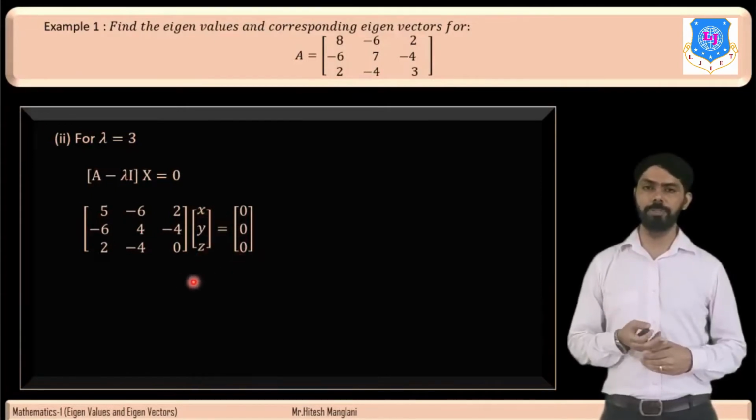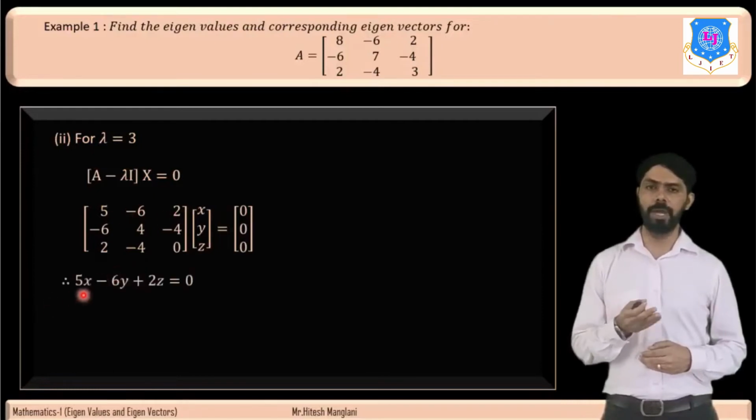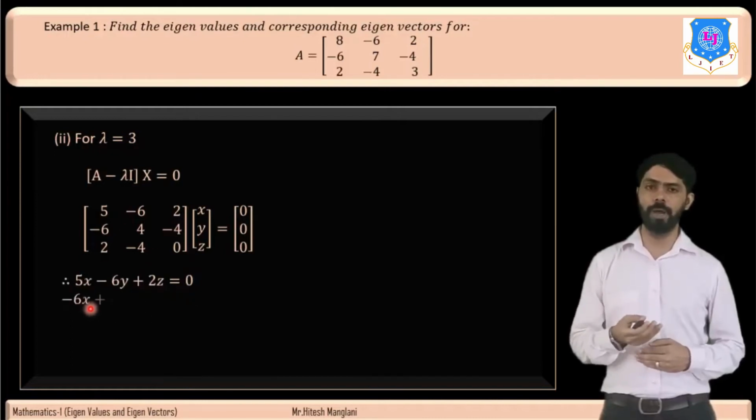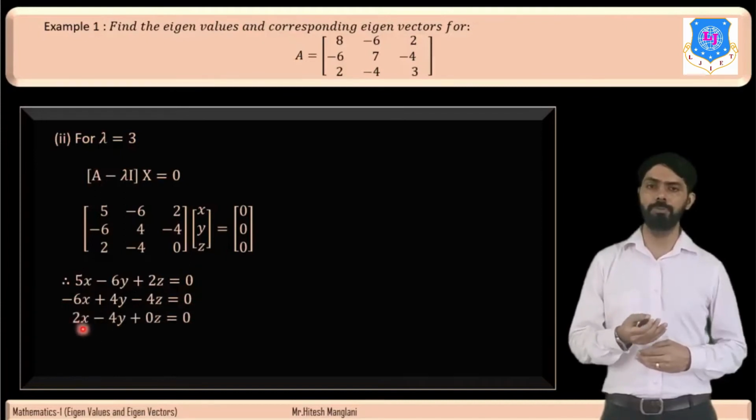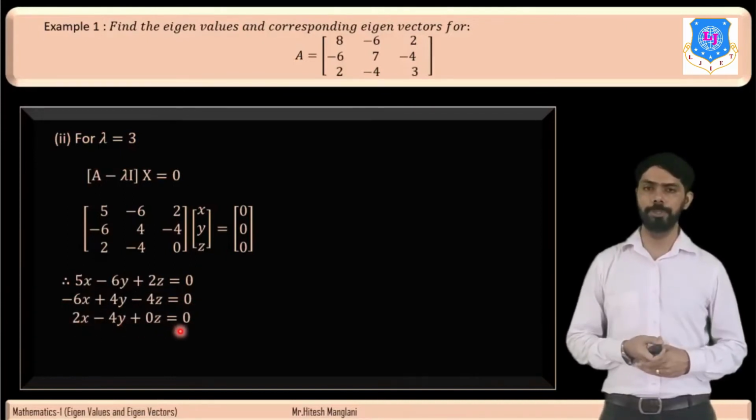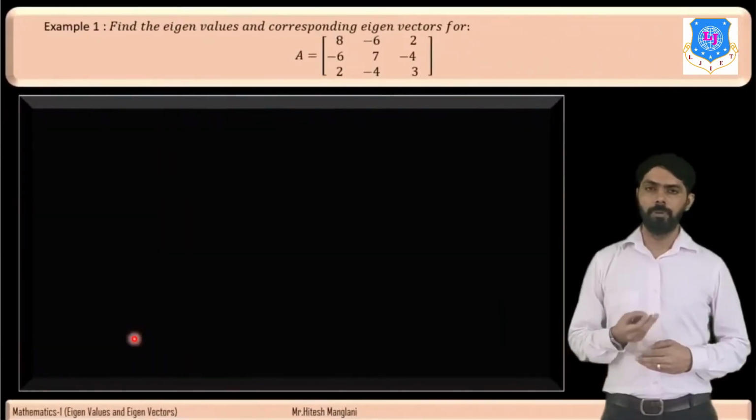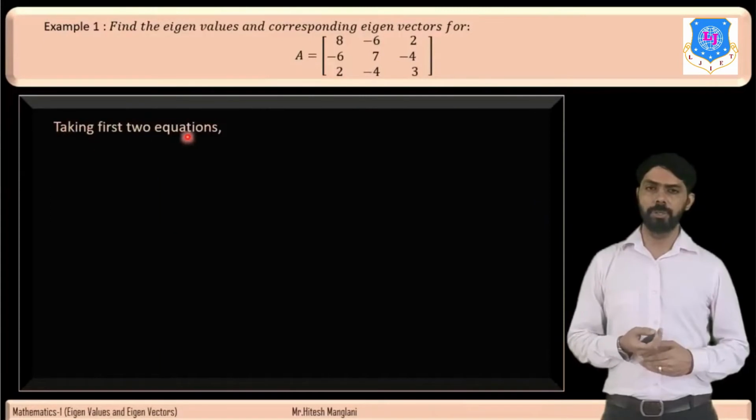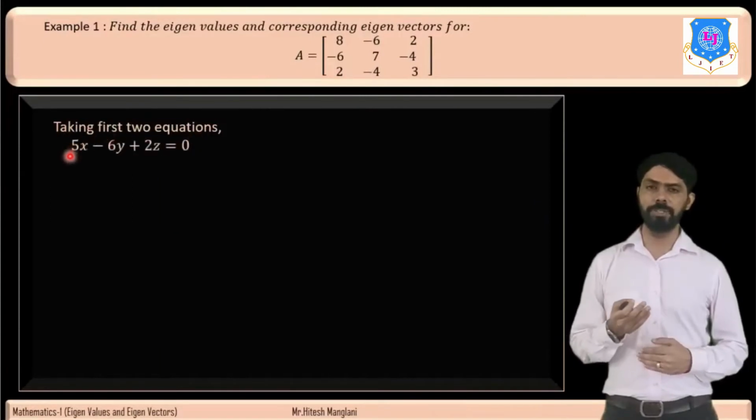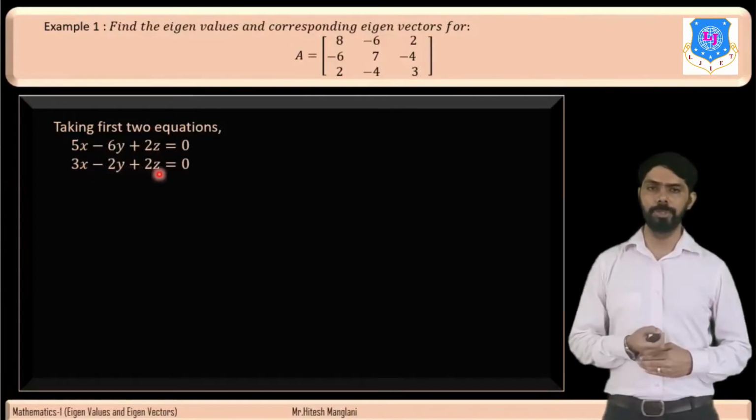Now if we write equations from this, the first equation will be 5x minus 6y plus 2z is equal to 0, the second equation will be minus 6x plus 4y minus 4z is equal to 0, and the third equation will be 2x minus 4y plus 0z is equal to 0. Now taking the first two equations, the first equation is 5x minus 6y plus 2z is equal to 0, and the second equation is 3x minus 2y plus 2z is equal to 0.